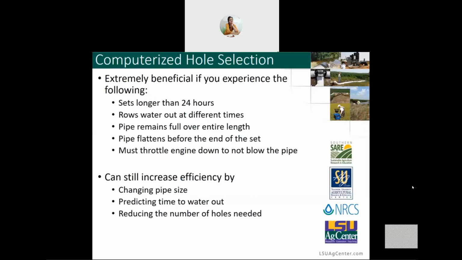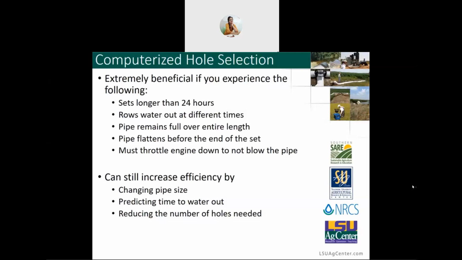If you are experiencing irrigation sets that are longer than 24 hours, because no agronomist will tell you to irrigate for more than 24 hours at once, since you're minimizing the amount of oxygen to the plant, if you have rows that water out at different times, if you have a pipe, the lay flat tubing, that is too full, with very high pressure within that pipe, or if your pipe is deflating before it gets to the end of the set, or if you're having pipe that blows up and you need to make adjustments for that, Pipe Planner or Faucet are the programs for you.